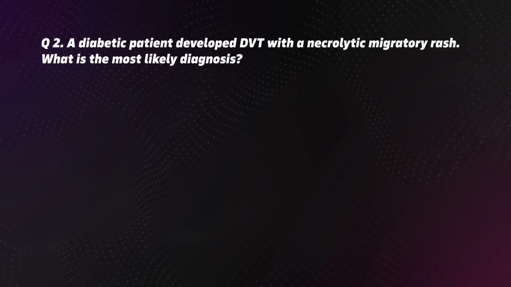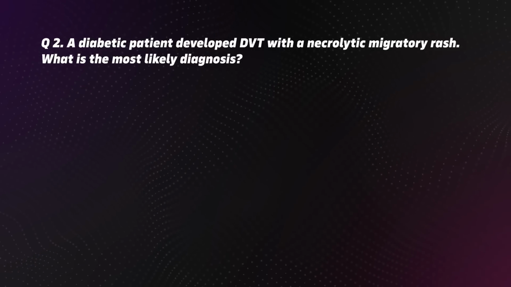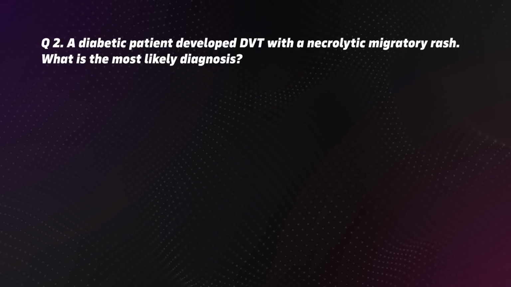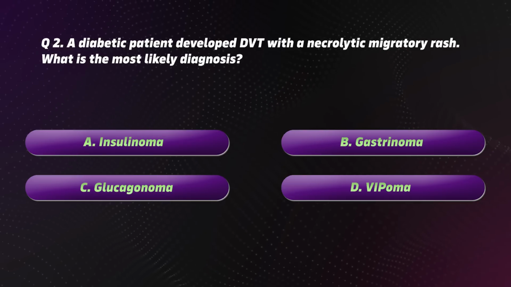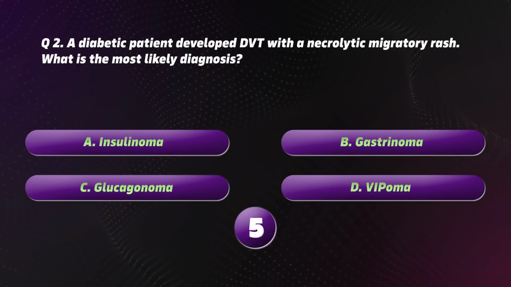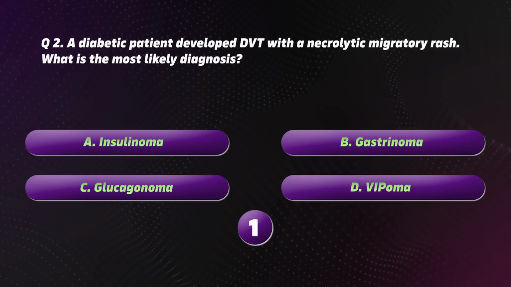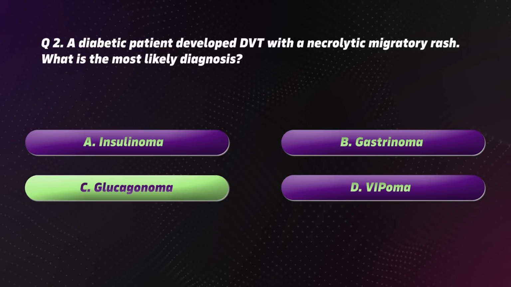Question 2. A diabetic patient developed DVT with a necrolytic migratory rash. What is the most likely diagnosis? Here are the options. A. Insulinoma. B. Gastronoma. C. Glucagonoma. D. VIPoma. And the correct answer is option C, glucagonoma.